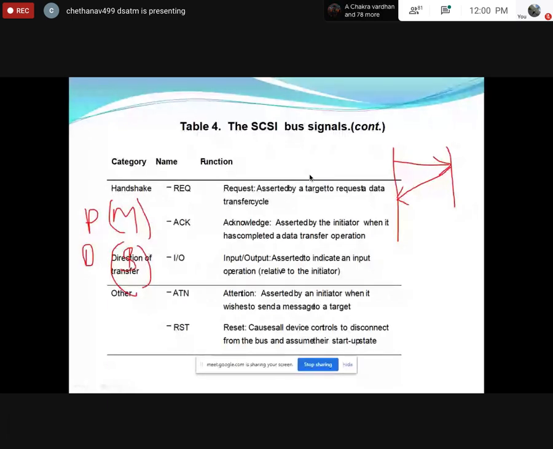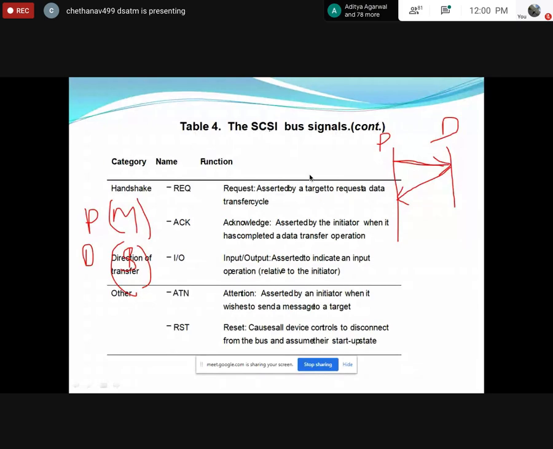So I'll show you what that acknowledgement is later on. Then we have input and output also. That means you are sending data from the processor to the disk via the SCSI bus. Sending the data to the disk means output, and receiving the data means input. Okay, that is what input and output operations are.